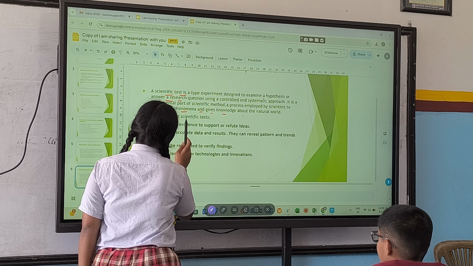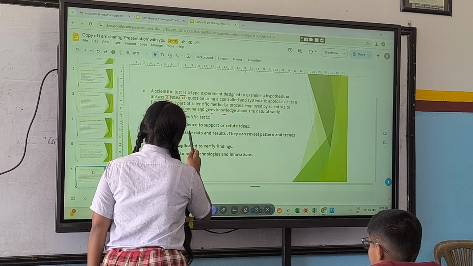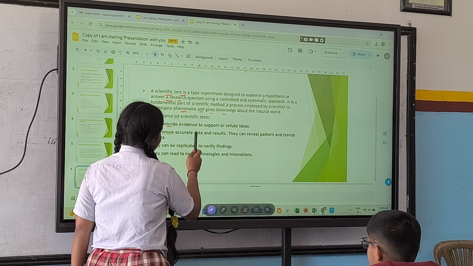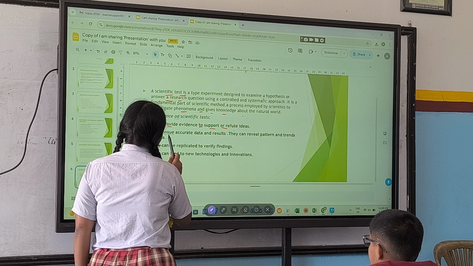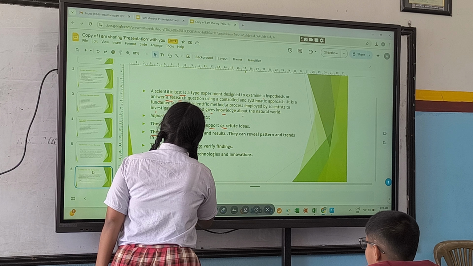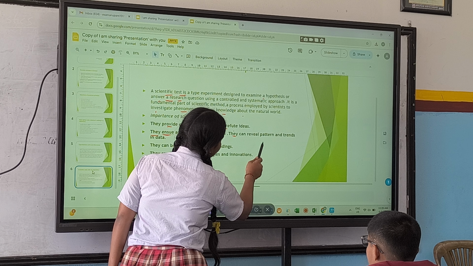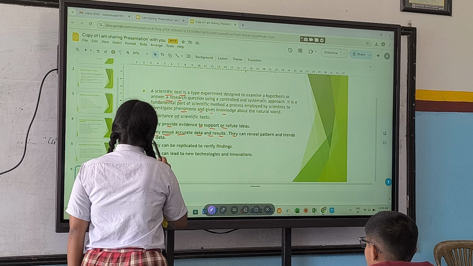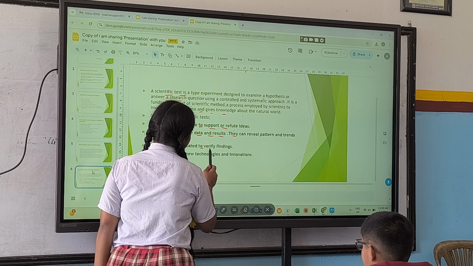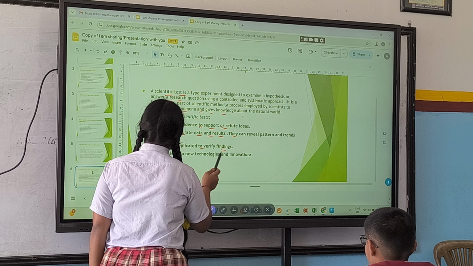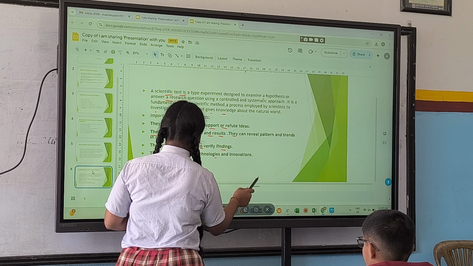Importance of scientific test. They provide evidence to support or refute ideas. They ensure accurate data and results. They can reveal patterns and trends in data. They can be replicated to verify findings. They can lead to new technologies and innovations.